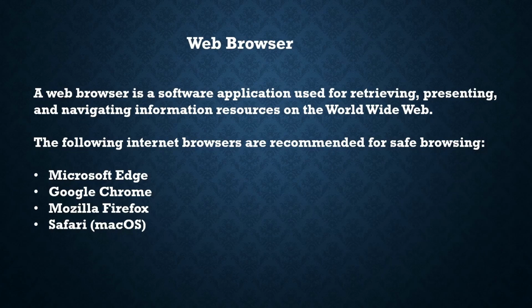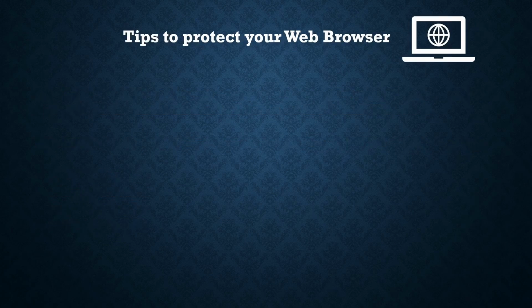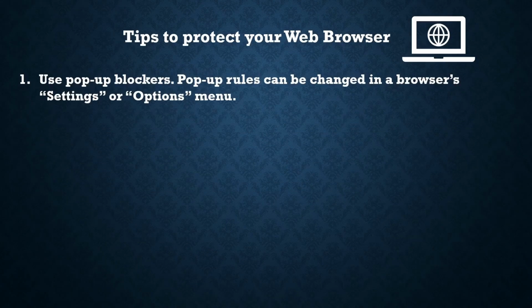If I want to search anything, I'll go to Google and search that thing, right? So the protection of our web browser is also important. Let's see some tips related to protecting your web browser. The first tip is use pop-up blockers. Pop-up rules can be changed in the browser settings or options menu. So let's see this in action.